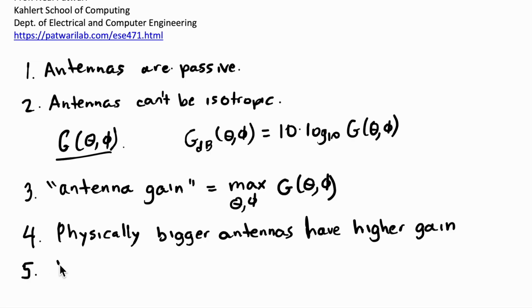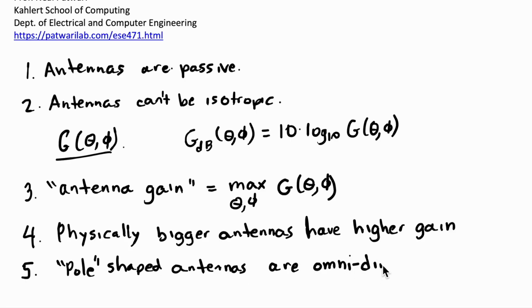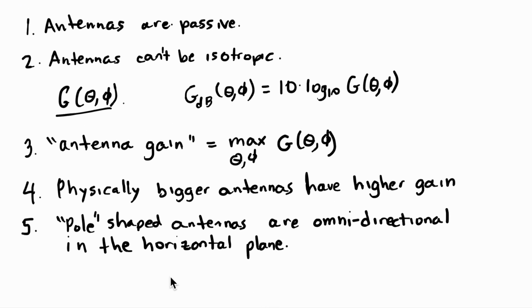The fifth thing is that pole-shaped antennas are omnidirectional in the horizontal plane. That is, they send power equally in every direction in the horizontal plane, but not much out of the ends of the pole. So it's not isotropic, but it is sending power equally along all of the directions perpendicular to the pole. They're called dipoles or monopoles.